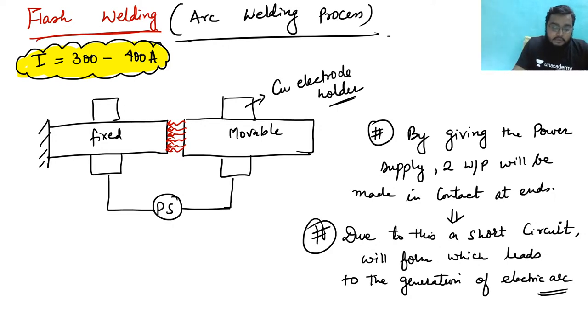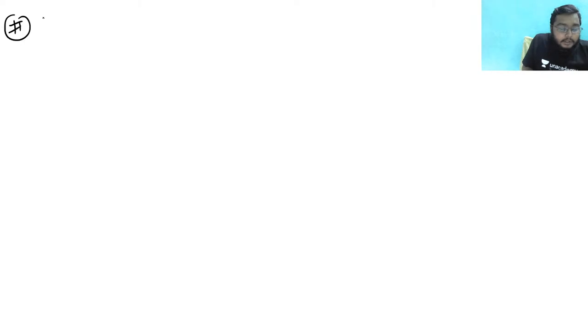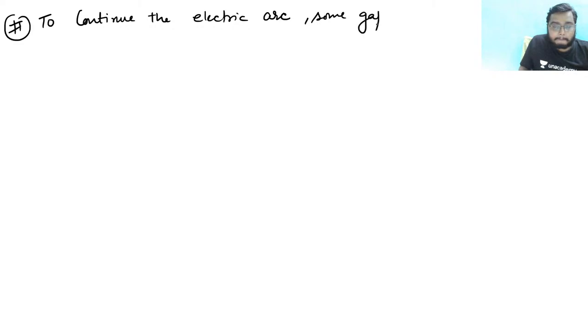Clear? Now see, once the electric arc is generated, to continue the electric arc, you have to keep it with some distance. We have seen that. Let me write those things also. To continue the electric arc, some gap is maintained between the workpiece.